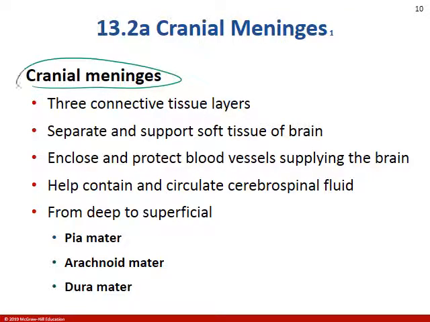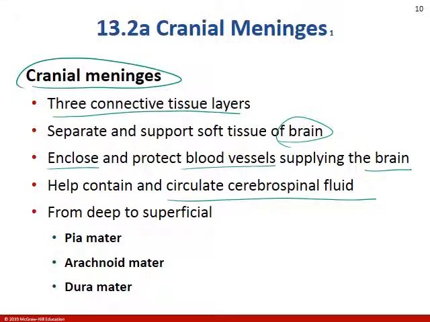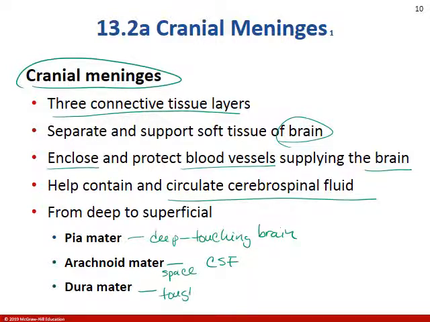Next, we're moving on to talk about cranial meninges. So these are 3 connective tissue layers. They're going to help support the brain. They're going to help enclose and protect the blood vessels that are supplying the brain. They're going to help circulate cerebral spinal fluid. So we have the pia mater. This is the deepest. This is touching the brain. Then we have the arachnoid mater, and there's also arachnoid space, and that's where you're going to see lots of cerebral spinal fluid. And then dura mater is a really tough connective tissue outer covering.